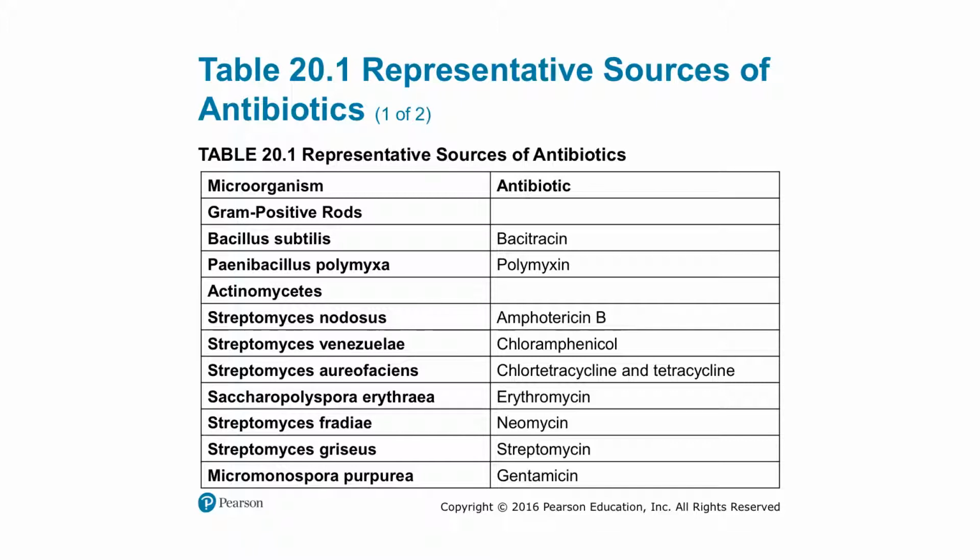This is a representative source of antibiotics. For gram-positive rods, we've got these different antibiotics that come from different places. We see a lot of these that are actually produced by bacteria, which is pretty interesting. Some interesting ones that I'll point out: neomycin. If you've ever used Neosporin on a cut or a scrape, that's where they got it from. Streptomycin is going to help us kill some streptobacteria and things like that. And erythromycin is a very, very often prescribed antibiotic.